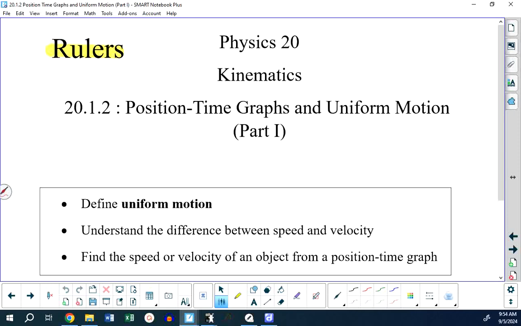So we're going to be looking today at what are called position time graphs and how they relate to something called uniform motion. We'll be defining uniform motion, understanding the difference again between speed and velocity, and then finding speeds or velocities from position time graphs.